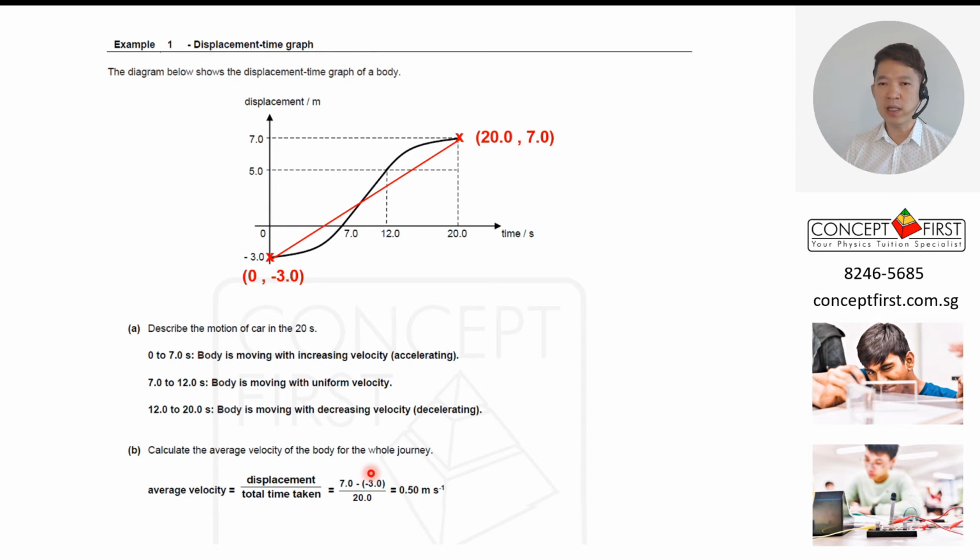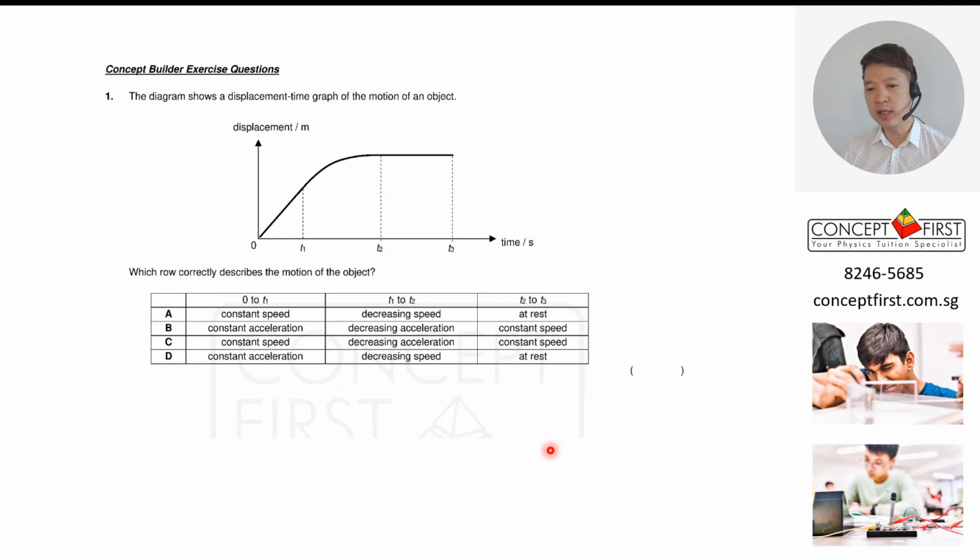So I need you to see the relationship, the correlation between gradient and the actual formula. The gradient, displacement 1 minus displacement 2, actually gives us the change in displacement. And t1 minus t2, 20 minus 0, gives us the time for the journey. All right, now it's your turn to try out one question.